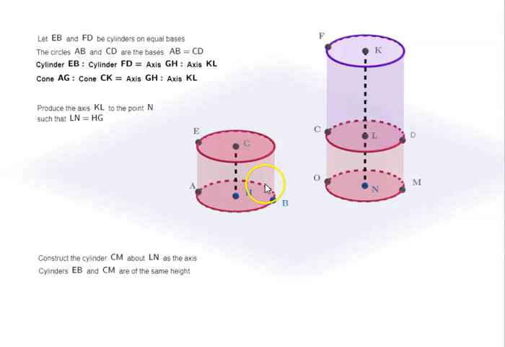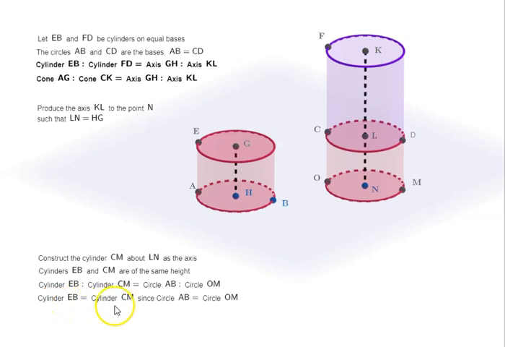Cylinders EB and CM are of the same height. So that means they are proportional to their bases. So cylinder EB is to cylinder CM as circle AB is to circle OM. But circle AB and circle OM are equal to each other. That means cylinder EB is equal to cylinder CM.